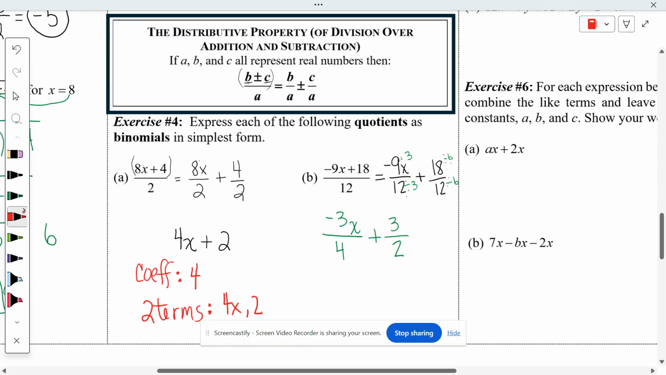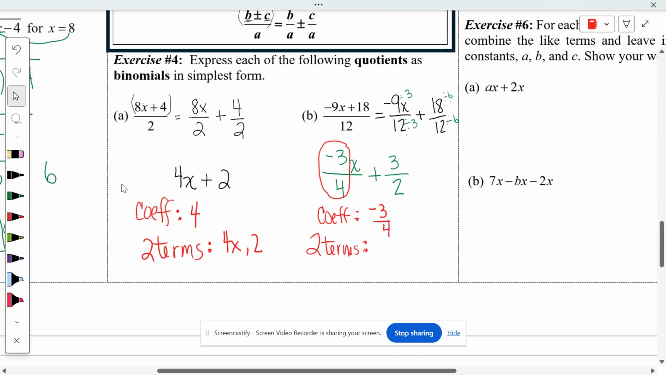So again, my coefficient on this example, that's the number that's attached to the x, my coefficient is negative 3/4. It has 2 terms. We know that because we said it's a binomial. What are my 2 terms? Well, my first term is negative 3/4 x, and my second term is 3/2.